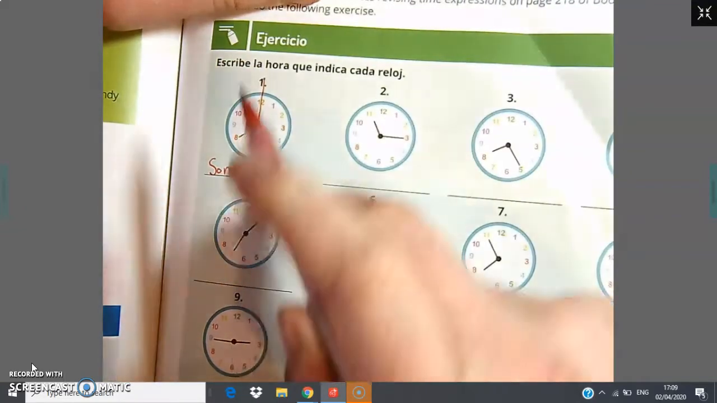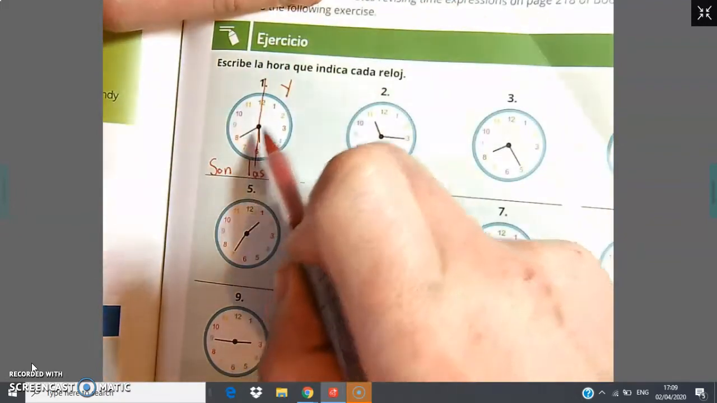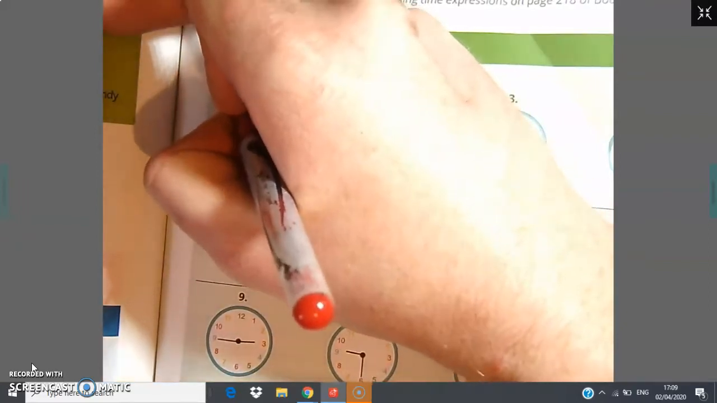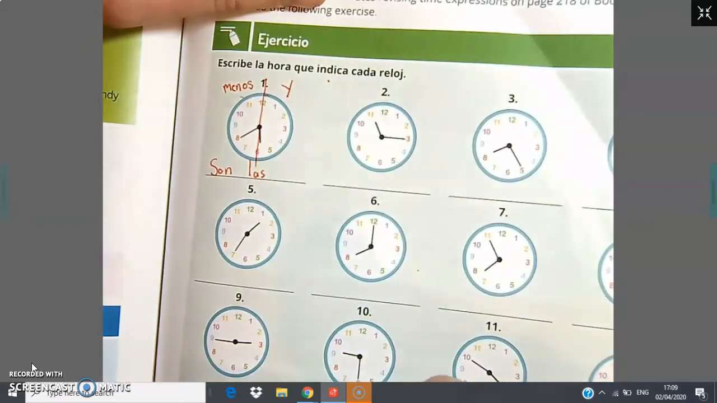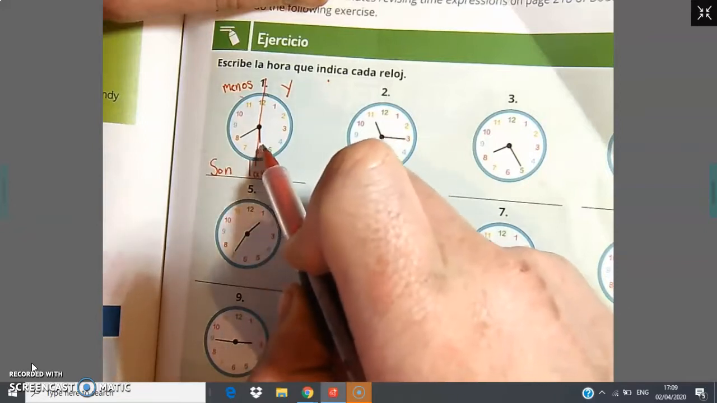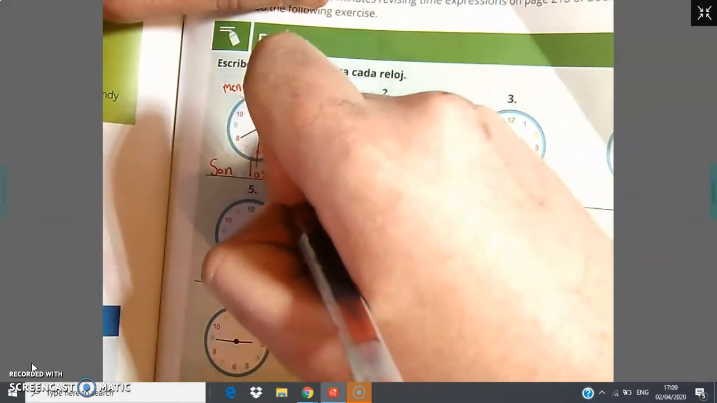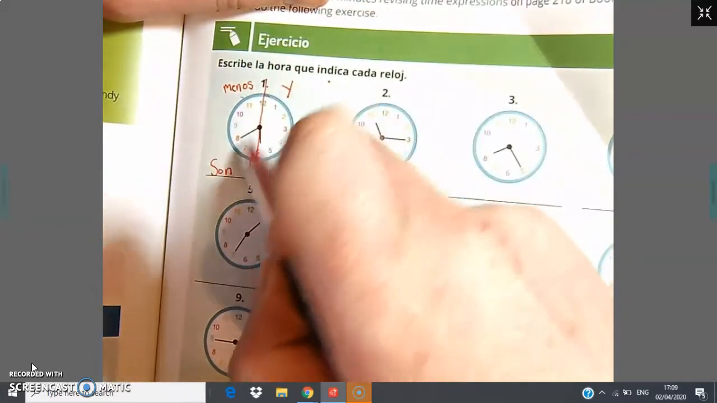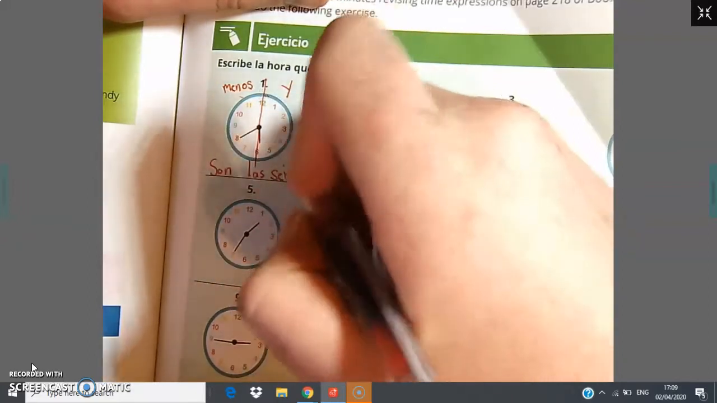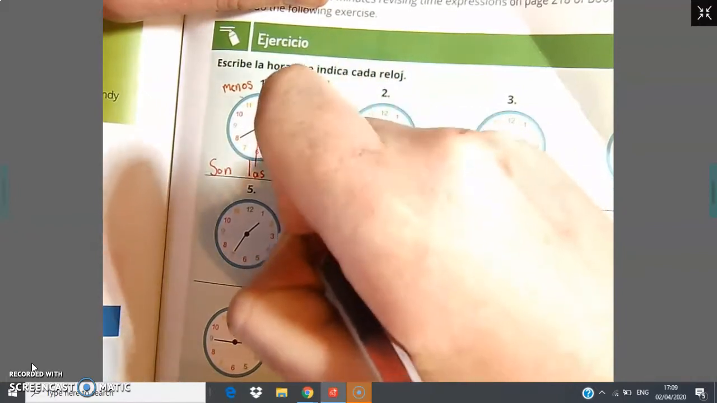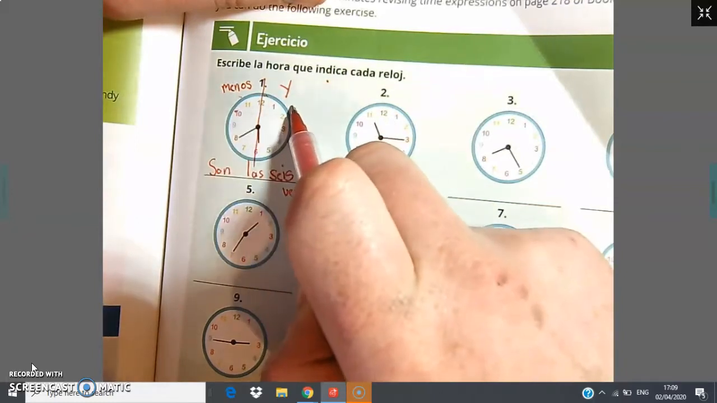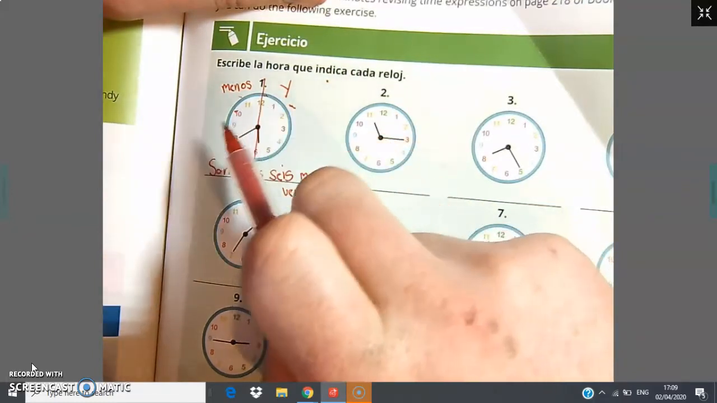Remember as well, I'm just looking at number one as an example. Anything on this side is going to have the y, like son las, y, whatever. And anything on this side is going to be menos. So that's going to be your menos. In this example, we have the small hand pointing at the six. We're going to say son las seis menos, obviously, so this is 22. So son las seis menos 20, because it's on this side here. So anything on the left is menos, and on this side here is your y, your past, and two.